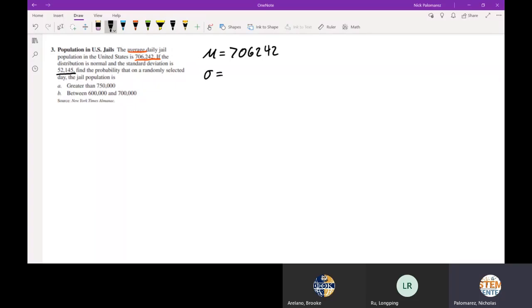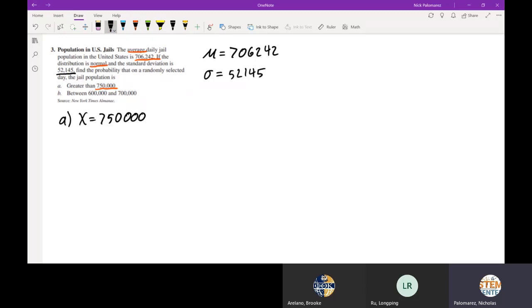So that's going to be our population standard deviation sigma, 52,145. Find the probability that on a randomly selected day, the jail population is, and for part A, greater than 750,000. So this 750,000 that they gave us, that's our X value. That's the value that we are concerned with. We're also given the very important piece of information that the distribution is normal.